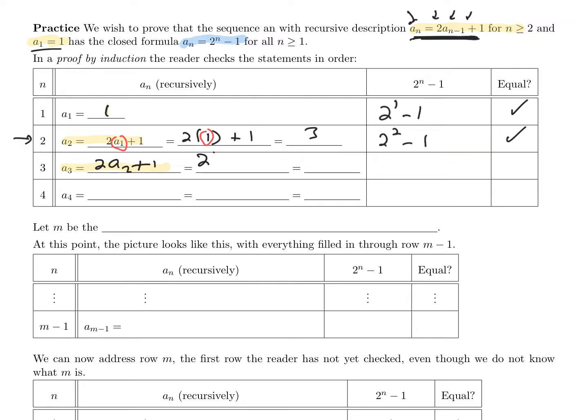Now, I can look up what A2 is by just looking at the previous row. The previous row tells me that A sub 2 is equal to 3. And so now I have 2 times 3 plus 1, which is 7. So that's what I'm getting when n equals 3. And of course, the closed formula when n equals 3 says 2 cubed minus 1. And again, I can check that those two things are equal.